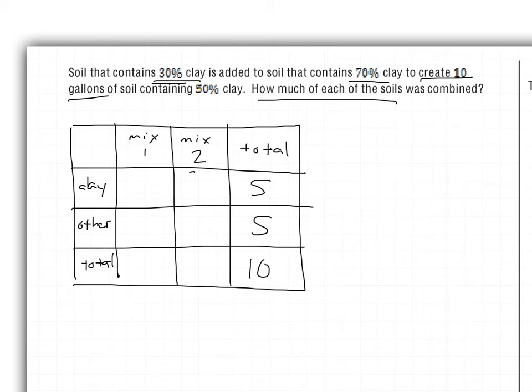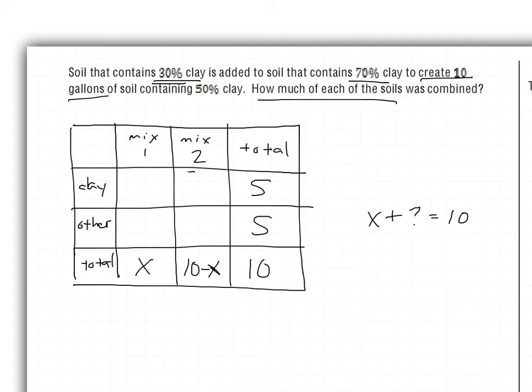So with this, we're going to say that mixture 1 is going to be X. And if I want to find out what mixture 2 is, I know that X plus this unknown would be equal to 10. Or if we think about that, this is going to be 10 minus X. That's how I can find what's left over.